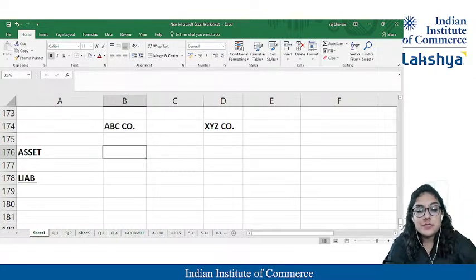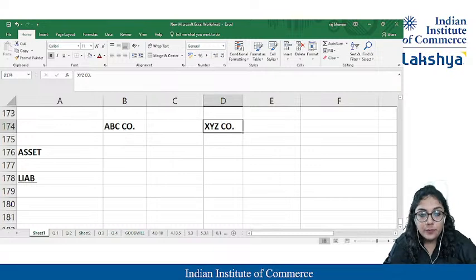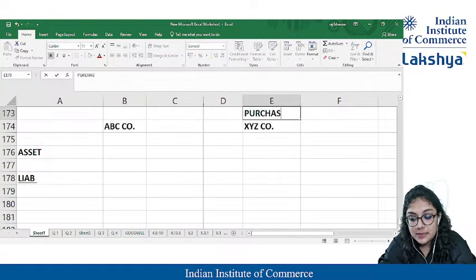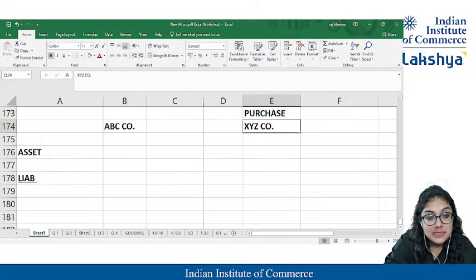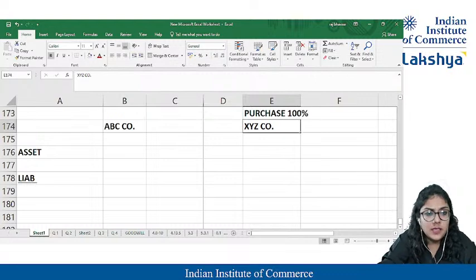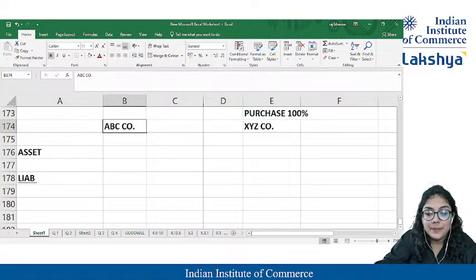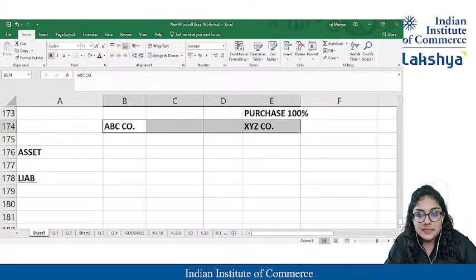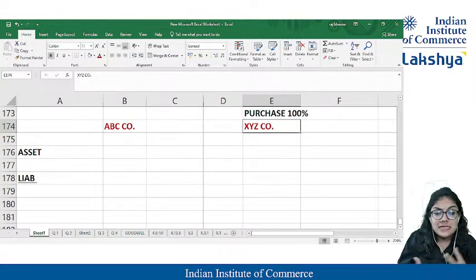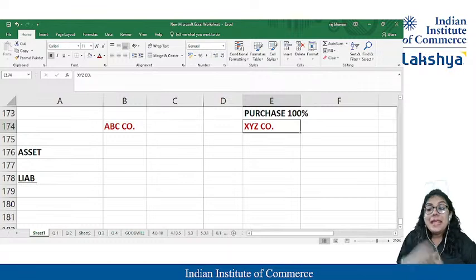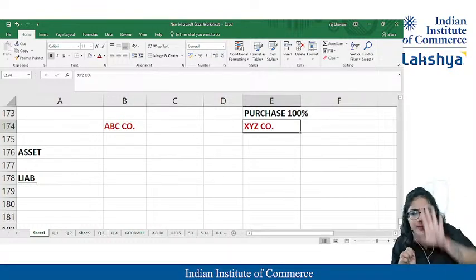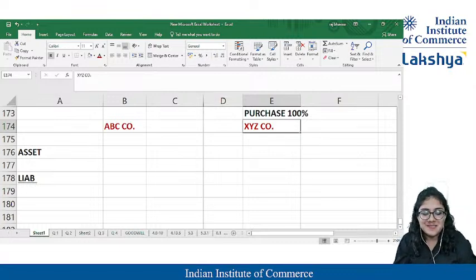Suppose this company, ABC, wants to purchase XYZ company. If I purchase 100% of the company, ABC will be the parent company and XYZ will be my subsidiary. When we understand consolidation, ABC company is going to prepare its financial statements, and XYZ is also going to prepare its financial statements.